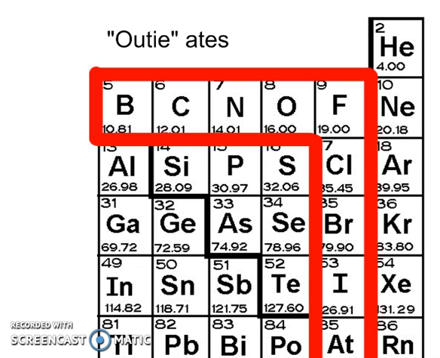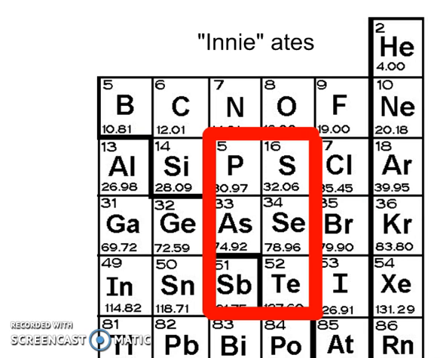The outie ATEs are on the outside of the nonmetals, excluding the noble gases because they do not bond. So the outie ATEs are boron, carbon, nitrogen, chlorine, bromine, and iodine. The innie ATEs are P, S, As, Se, Sb, and Te.